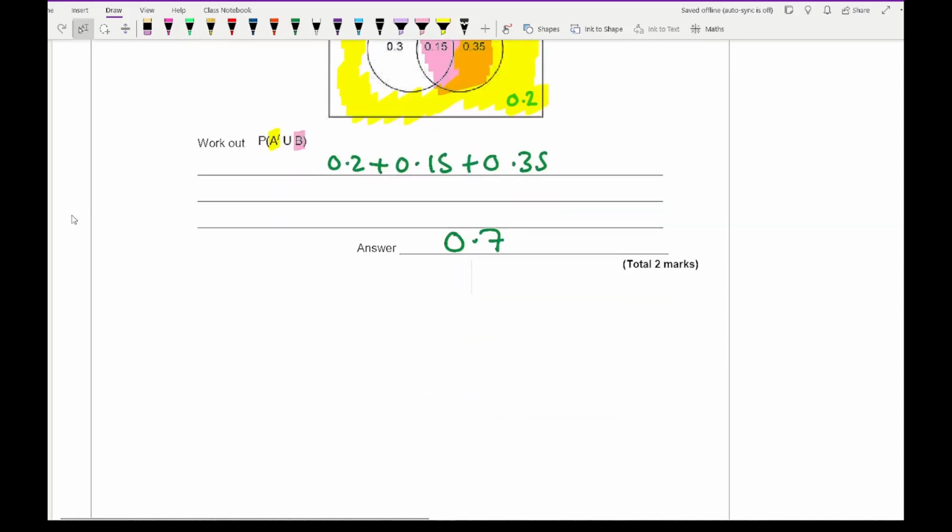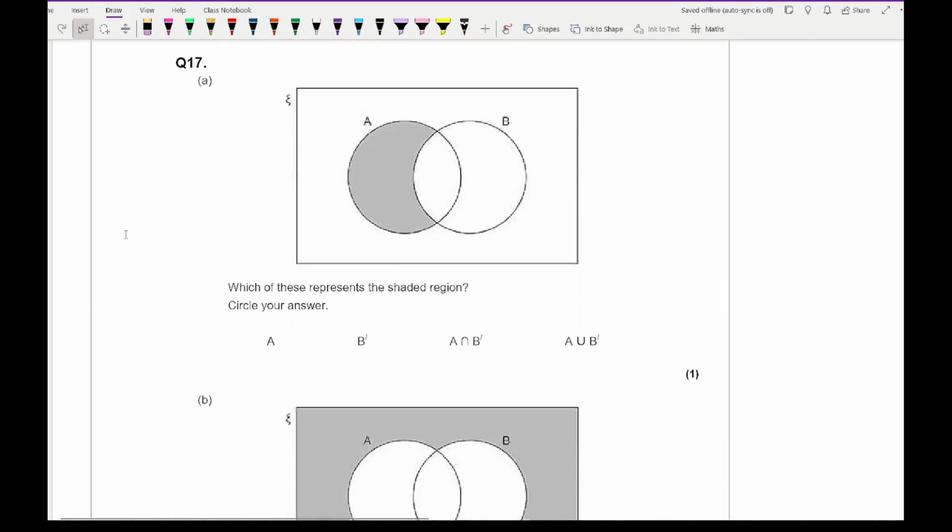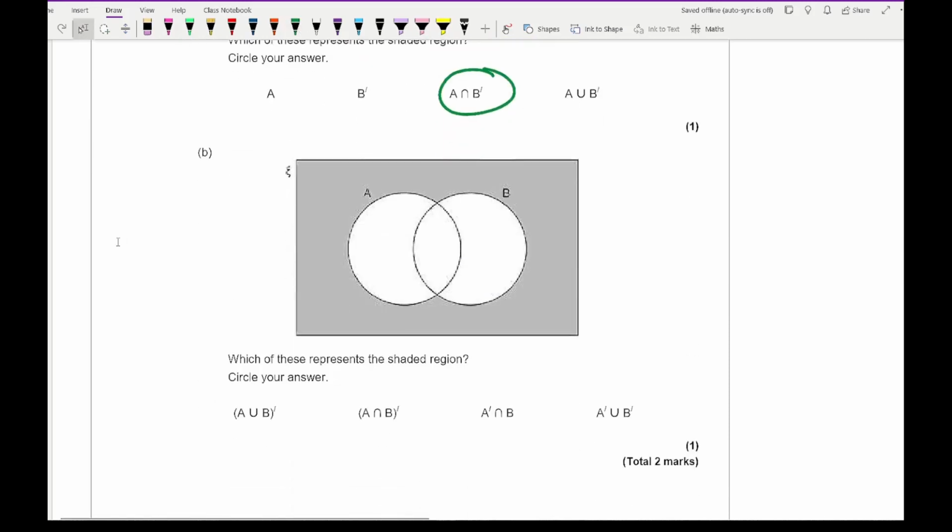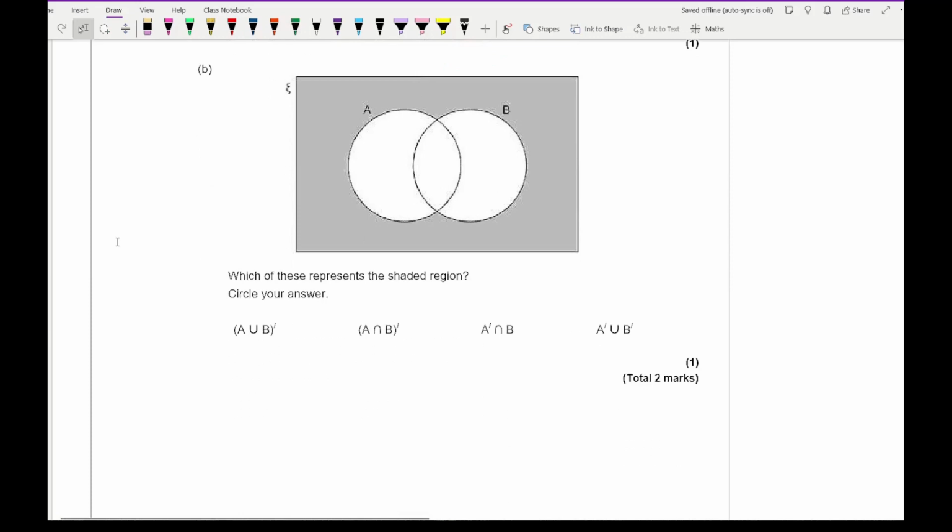Then moving on to our last question. It says, which of these represents the shaded region? Well, that's going to be A and not B. So that's that one there. And for B, which of these represents the shaded region? And the correct answer is our first option, because it's everything apart from the two circles.